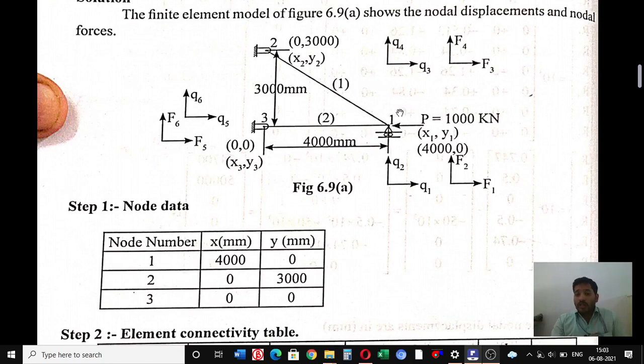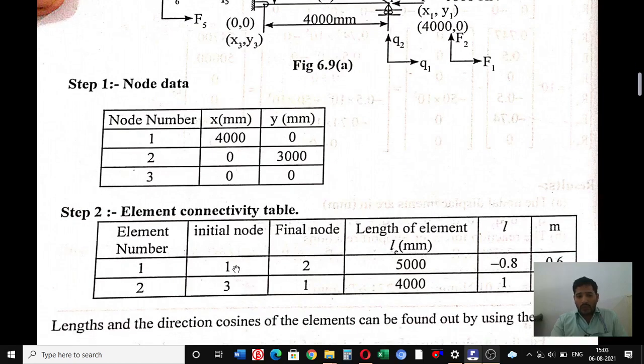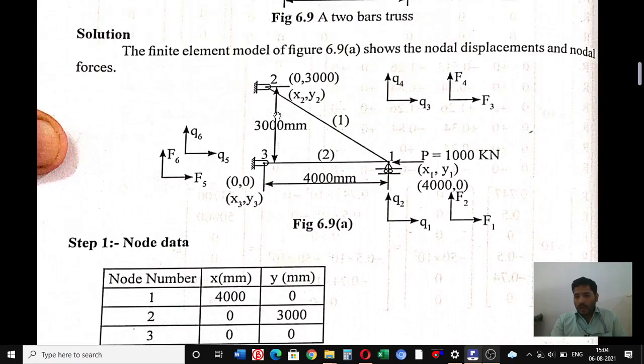Here which one is the initial node? This is our initial node, and this is our final node. The initial node is 1, final node is 2. Clear? And come to element number 2.